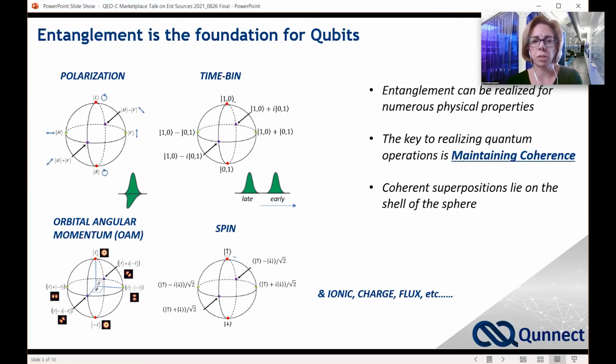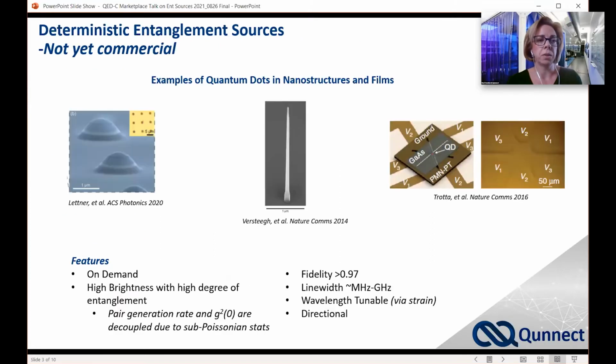entanglement, which actually is highly coherent. And that's really the key to being able to assure good quality quantum operations, is to assure that we're actually in those highly coherent states. Just below those optical ones, I've mentioned the NV qubits and spin qubits, but there's also ionic qubits, charged qubits, flux qubits. They come in all different types of flavors and all need to be high quality.